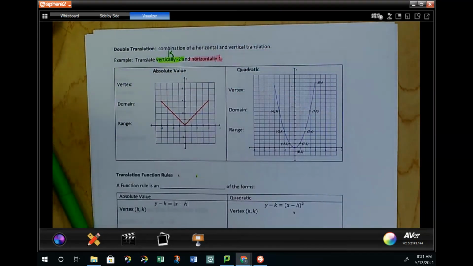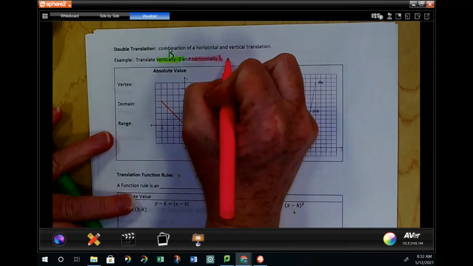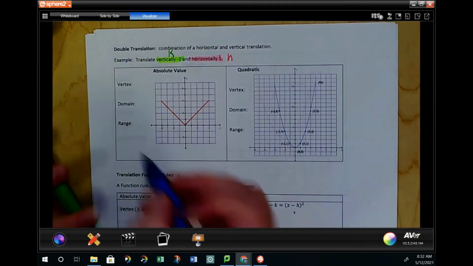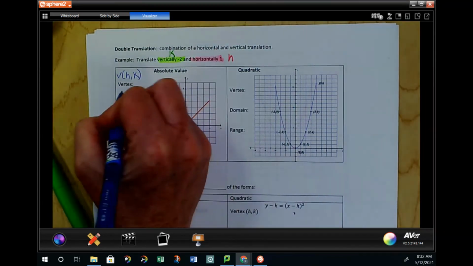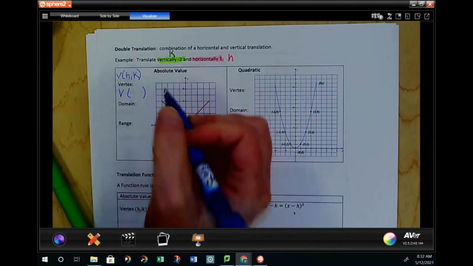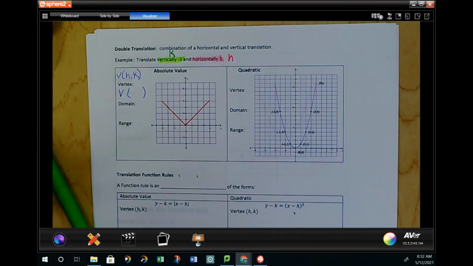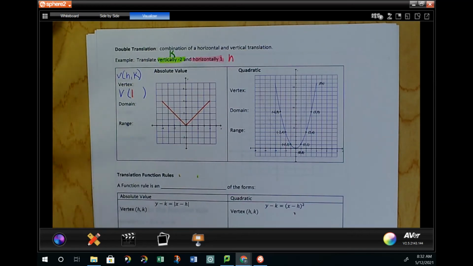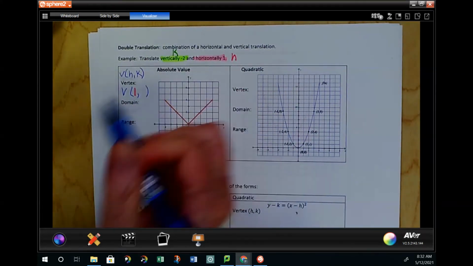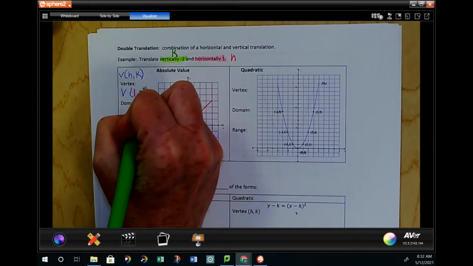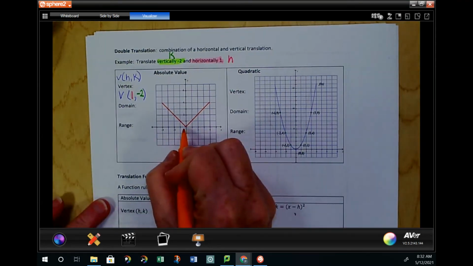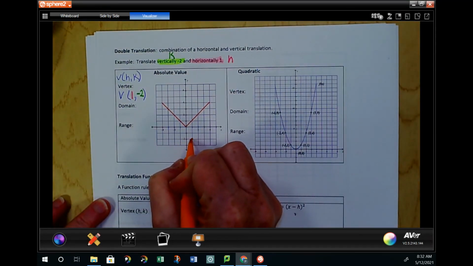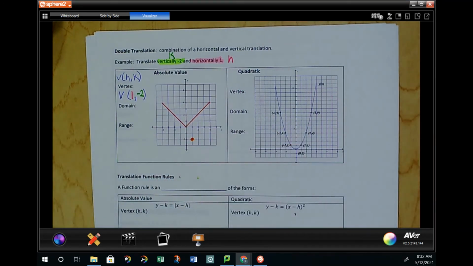So horizontally is your x value of your vertex point, so that's going to be your h. And remember that your vertex point is always (h, k). So in this case, my h value is 1, and then vertically, my k value is going to be -2. So now when we go through and graph this, I'm going to move to the right 1 and down 2. So that's my vertex point.